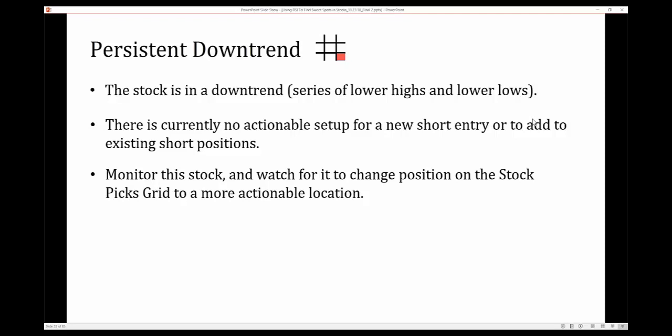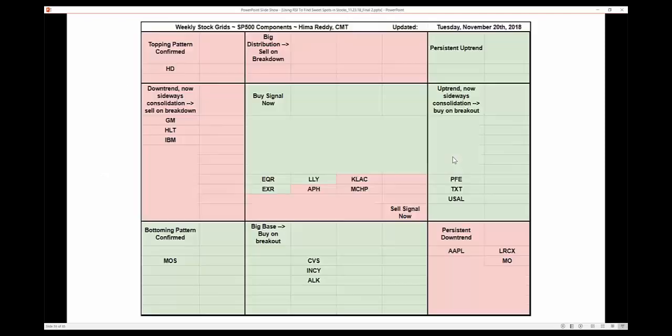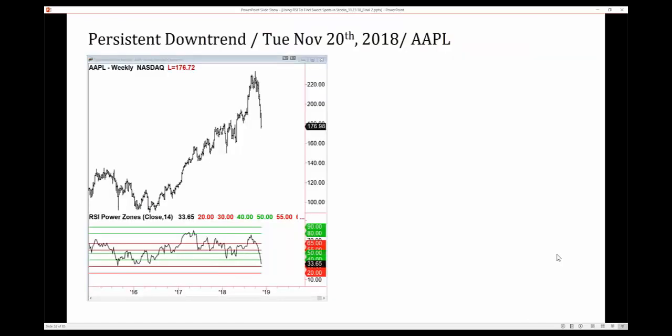Okay. So these are stocks that, if you're short, my analysis is suggesting to stay short. If you're looking to go long, step away from the ticker. And if you're looking to add to your shorts, you probably missed the boat. So in this bottom right, I have a lot of tickers on the latest grid, but I'm only revealing 3 here. Apple, LRCX, MO. Here's what they look like.